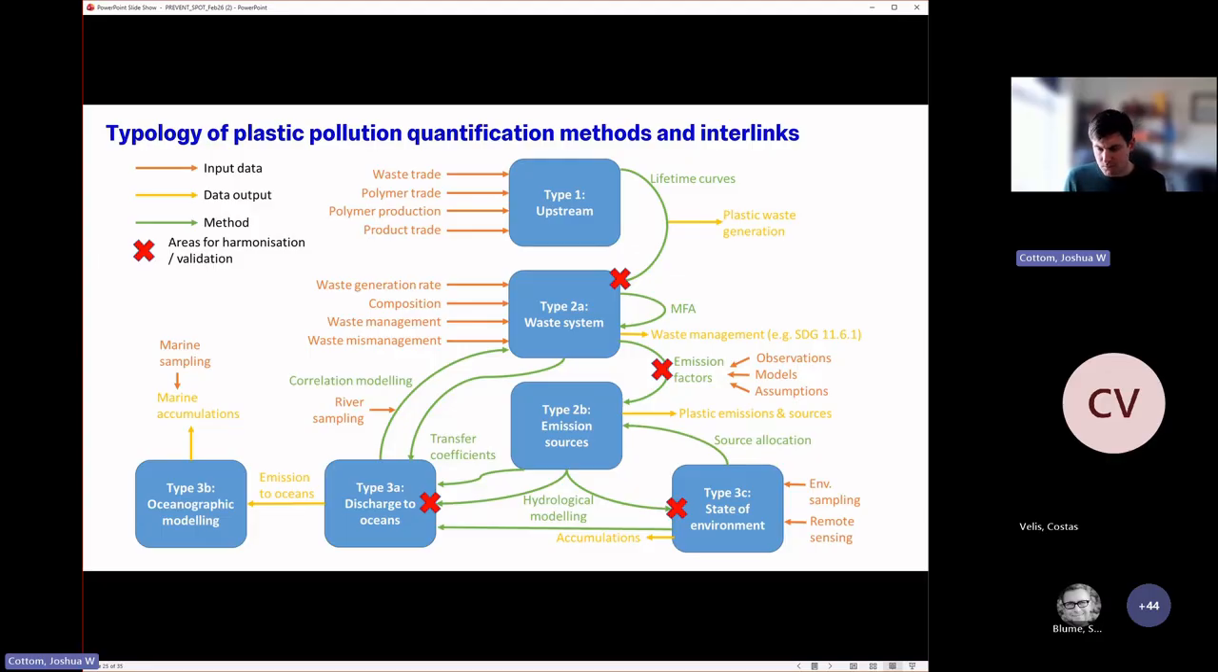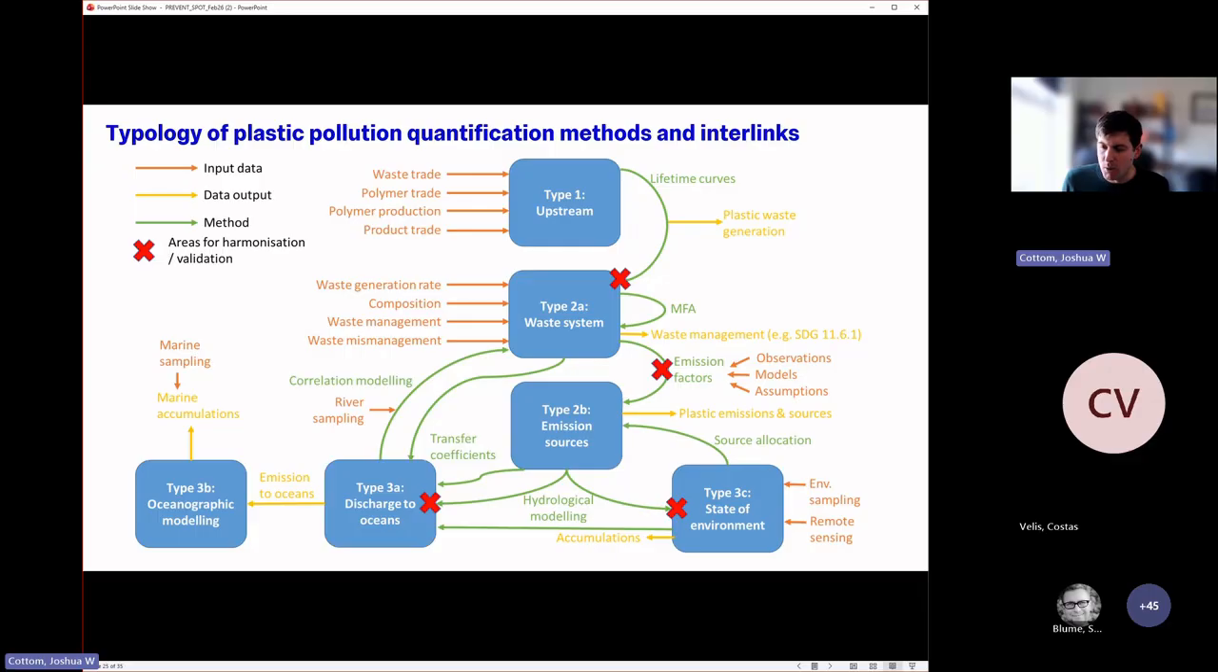And there are several key points within this that we can try to harmonize between all the different methodologies. So for instance, between the upstream methodologies and the MFA-based waste management methodologies, a key harmonization point here is around the plastic waste generation rate. Both of them have this data point, so it can be an area which we can really try and harmonize between them.